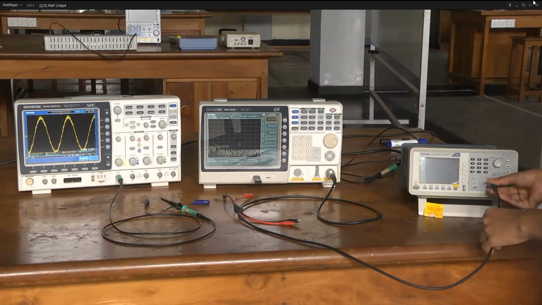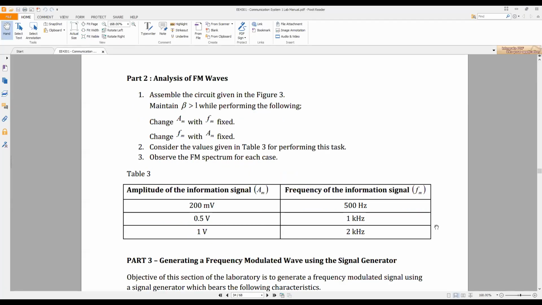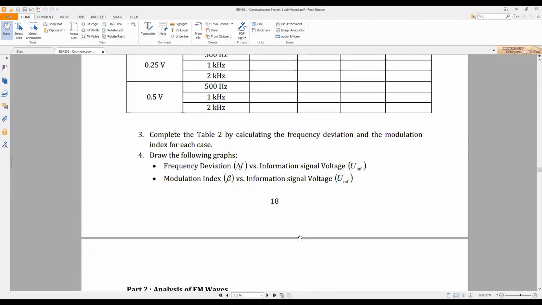calculate the frequency deviation and modulation index. Then you have to draw the graphs of frequency deviation versus information signal voltage, and modulation index versus information signal voltage. Okay, so fill this table and draw the graphs, and in the next part I'll show you in the lab sheet. Okay, for this table, you can fill in the noted values, and you can draw these two graphs.